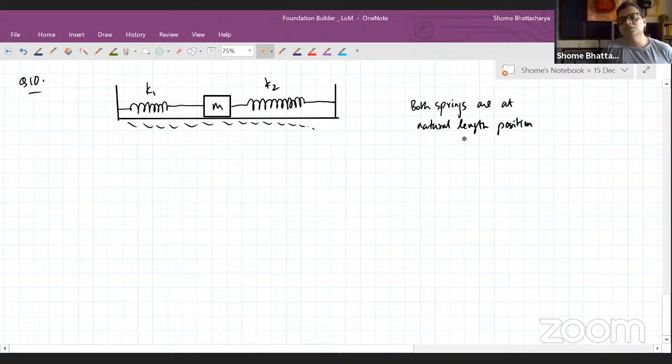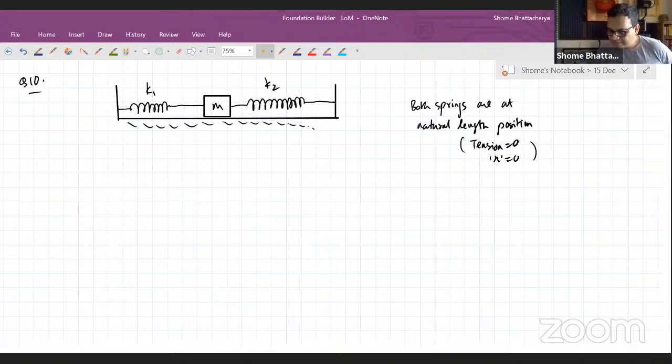So natural length position means that tension in the spring is zero because the x of the spring is zero. So remember, tension was kx in magnitude. Now if the block is displaced by a distance x and released, what will be the initial acceleration?